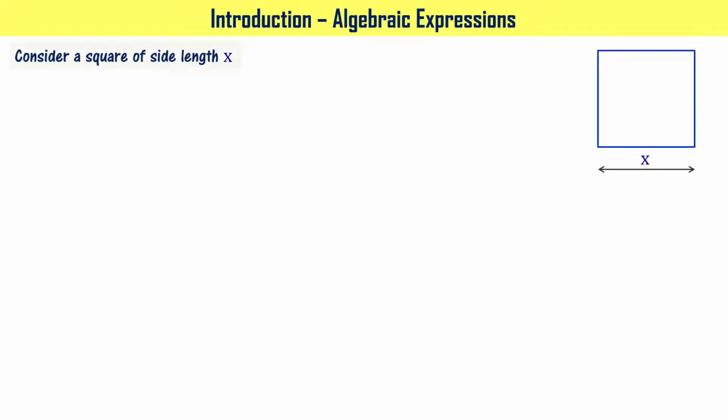Let us quickly recall about algebraic expressions. Consider a square of side length x as shown in the figure. Since it is a square, all the sides are of equal length. That's why I'm writing x on all the sides, right? So the perimeter of this particular square is 4 times x, right? That can also be written as x plus x plus x plus x. So perimeter is 4x.